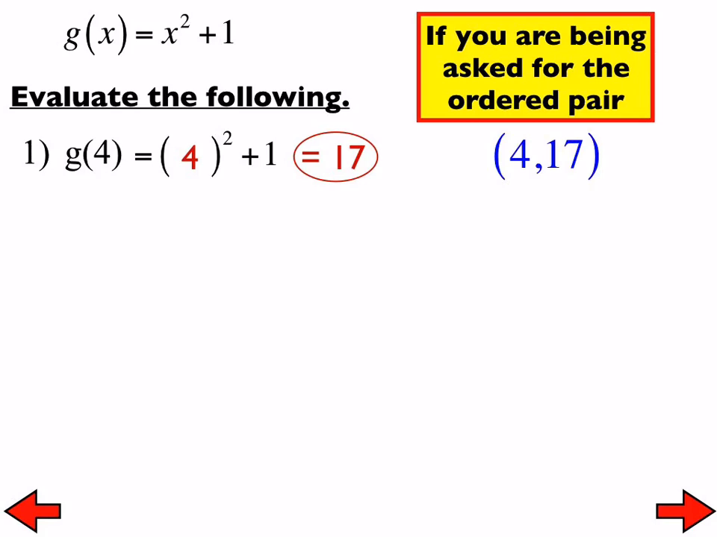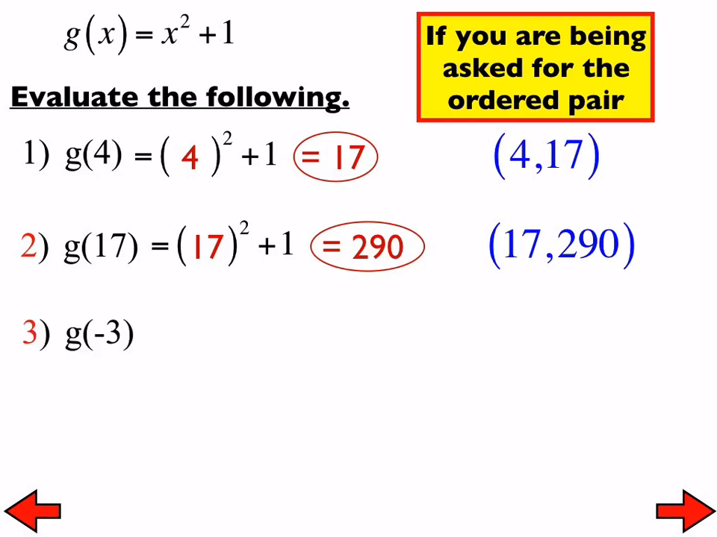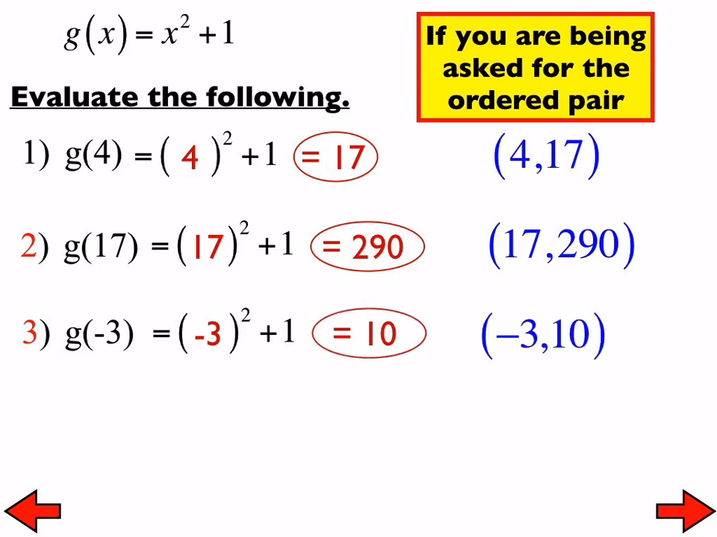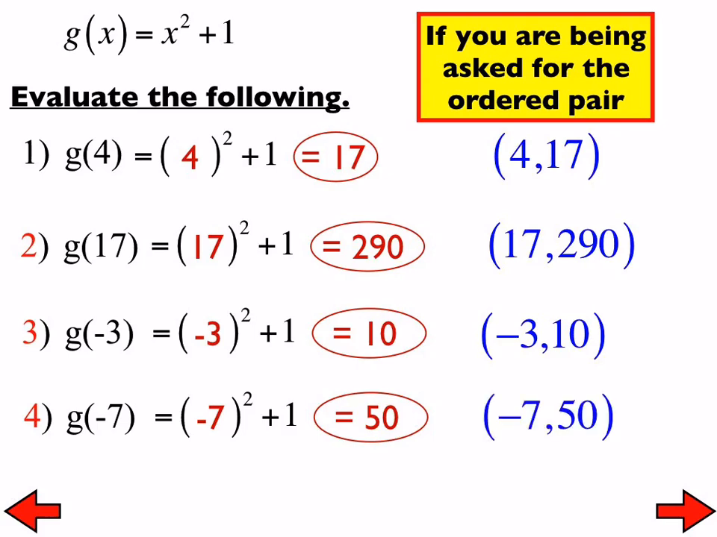So can you go ahead and quickly do 2, 3, and 4? G of 17 means we are evaluating the function x squared plus 1 when x is 17. So we have 17 squared plus 1, and that is 290. So that leads to the ordered pair 17, 290. G of negative 3 means that x is being replaced with negative 3. Negative 3 squared is 9. 9 plus 1 is 10. So g of negative 3 is equal to 10. And that leads to the ordered pair negative 3, 10. G of negative 7 will give us 50, and that leads to the ordered pair negative 7, 50.